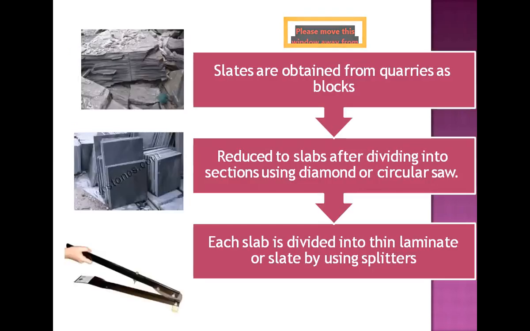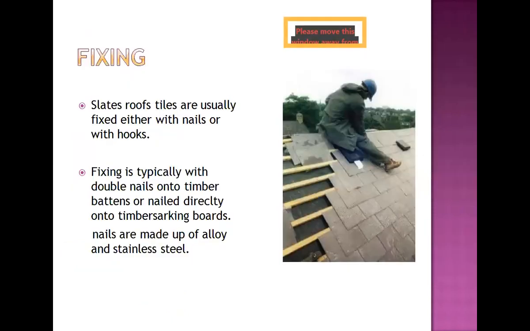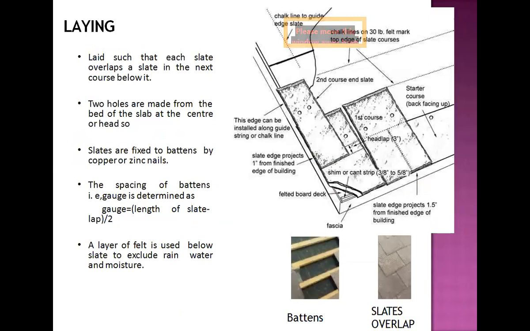This is the process how the slates are obtained. These are obtained from the stone quarries. They are converted into proper shape and size. Then we use these on the buildings as a roofing material. This is the process how we fix these tiles. Nails are used to fix these. These nails are made up of alloys and stainless steels. How we lay these slates on the sloping roof.